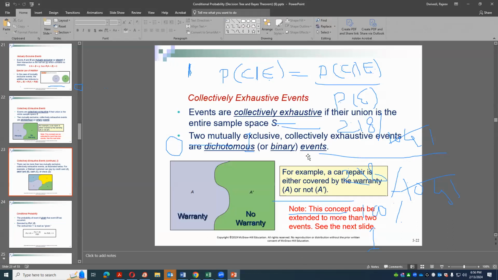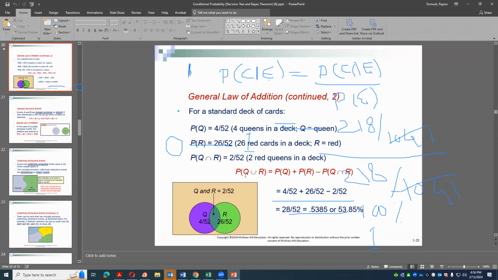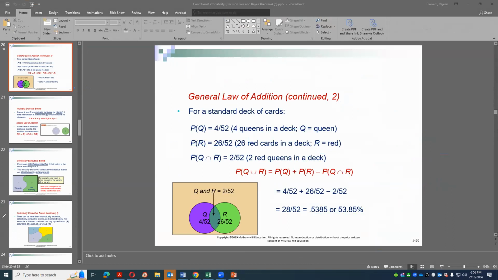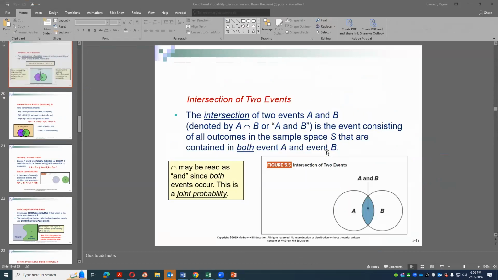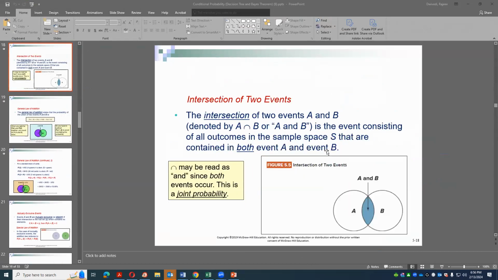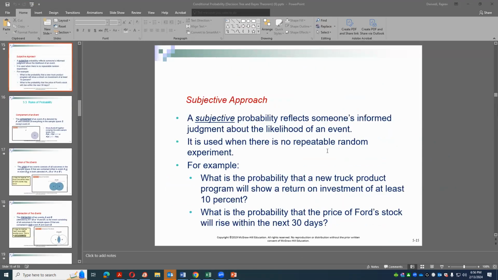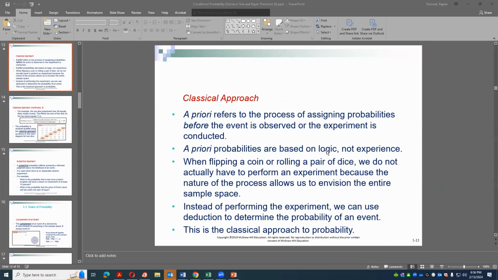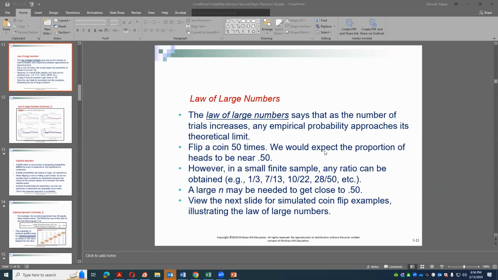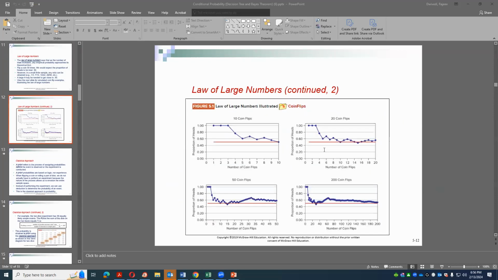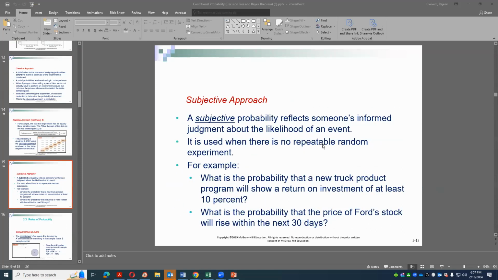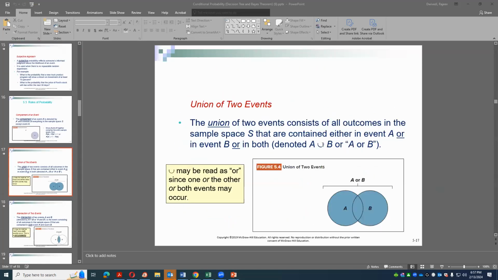So probability of queen, or let me show you some examples then. Basically this is about reading, and I will talk about a few other important points, but let me directly go into this.